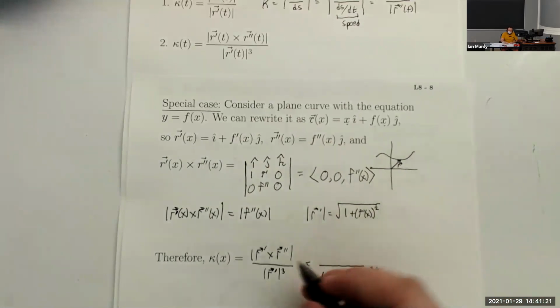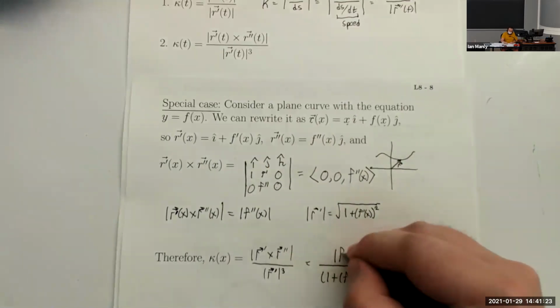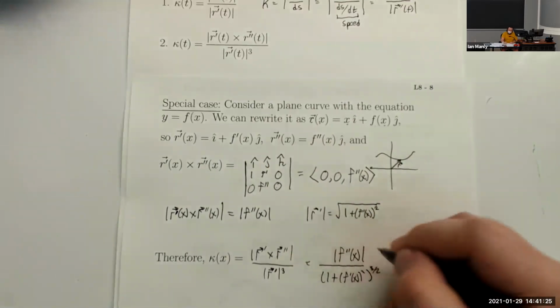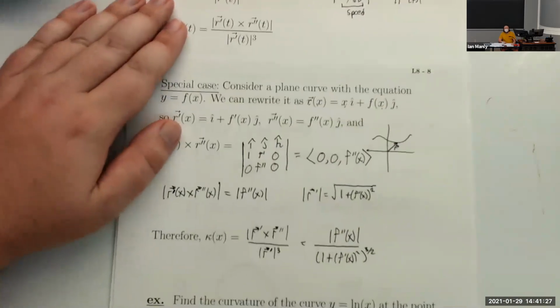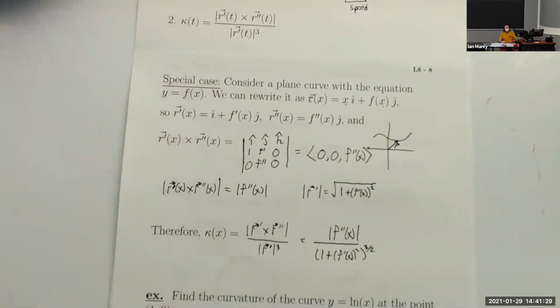All right, and then the top here, we already figured out what this is. This is absolute value of f double prime. So in the case where you're not even working in 3 dimensions, where you have just the normal R2 and you have a function instead, this is a shortcut to computing the curvature. This is definitely easier than writing everything in terms of the vectors here.